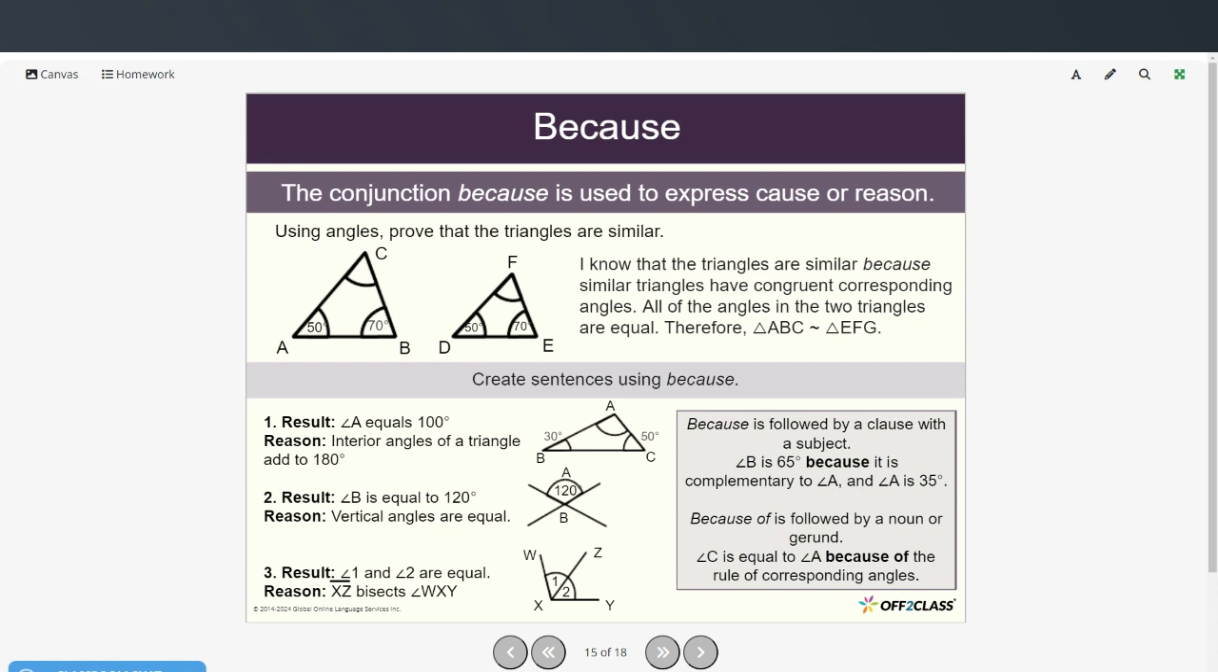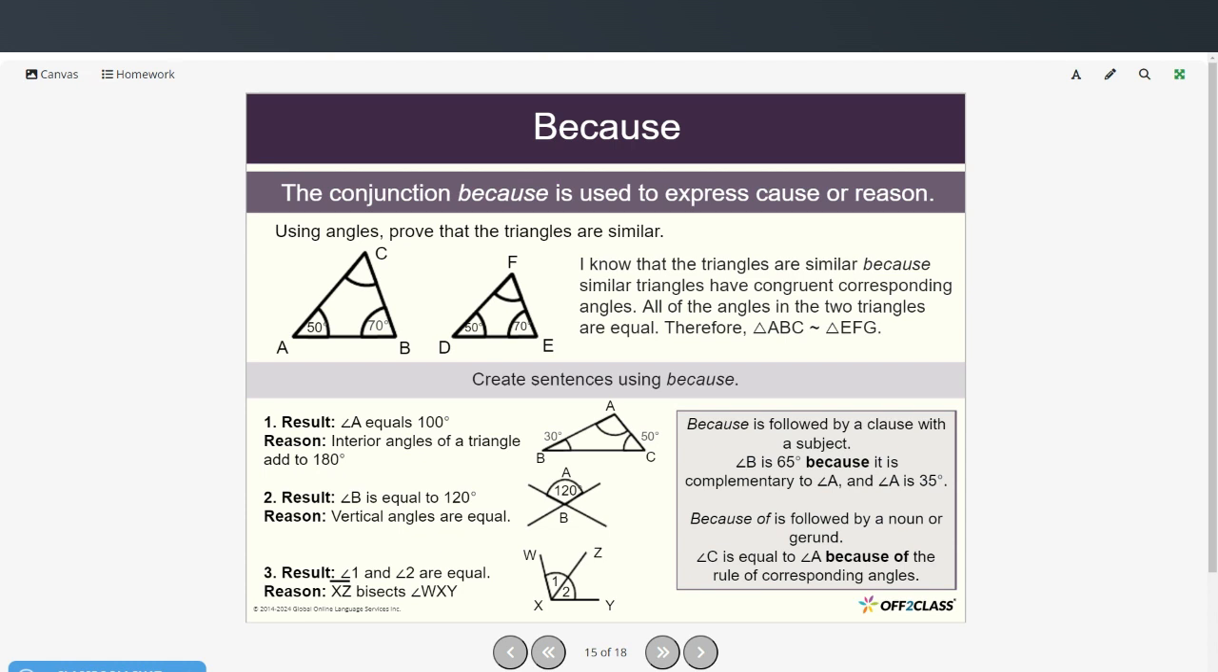All right, so it says create sentences using because. Because is followed by a clause with a subject. So for example, angle B is 65 degrees because it is complementary to angle A, and angle A is 35 degrees. Because of is followed by a noun or a gerund. So angle C is equal to angle A because of the rule of corresponding angles.